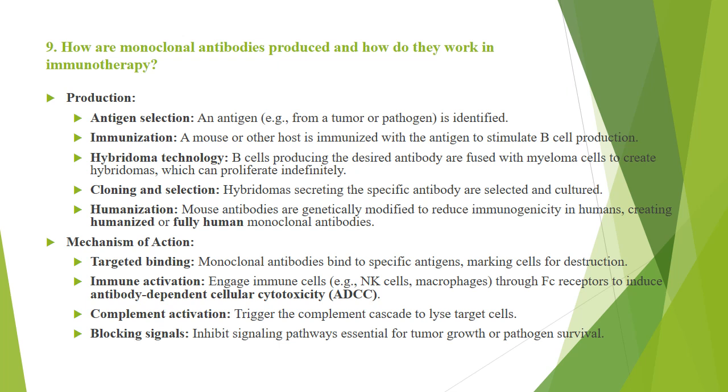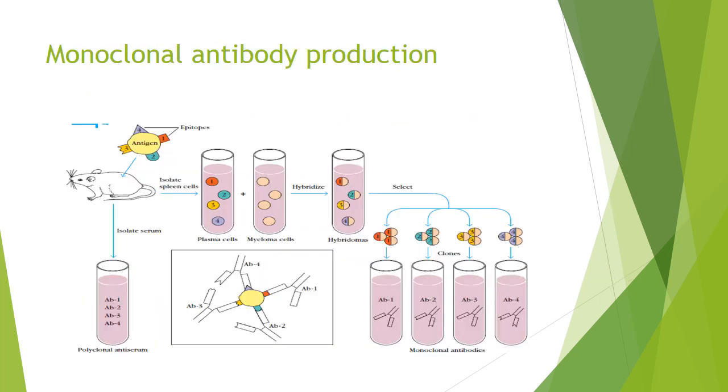Now the third one is complement activation. Those monoclonal antibodies trigger the complement cascade, targeting the cell. This helps lyse the cell to destroy it completely. The last one is blocking signals. Like checkpoint immune inhibitors, they inhibit the signaling pathway essential for tumor growth or pathogen survival. They block, all in immunotherapy.